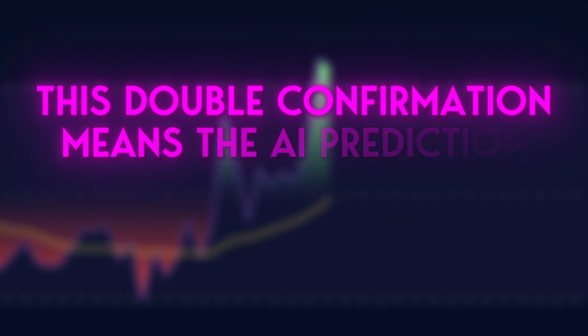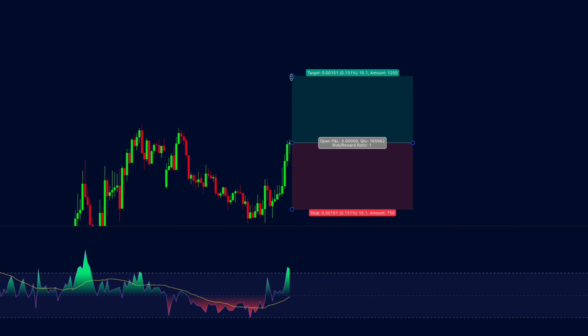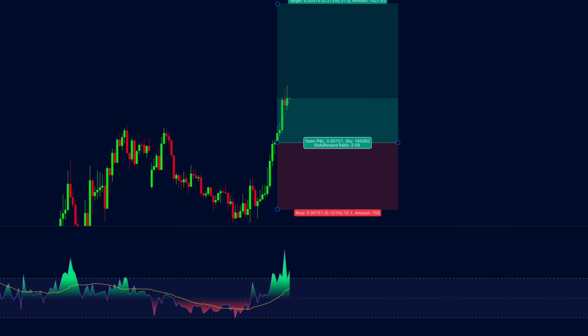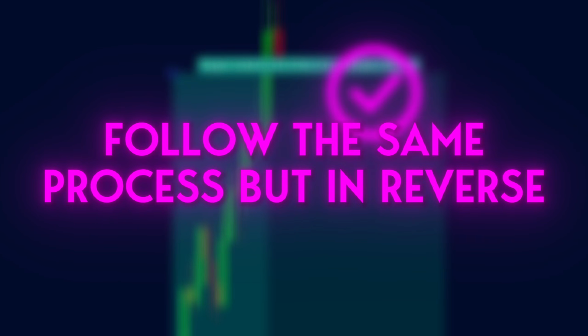This double confirmation means the AI prediction and the trend confirmation both agree. Then enter at the close of that candle. Place your stop loss below the recent swing low and target 1.5 times your risk. For shorts, follow the same process but in reverse.